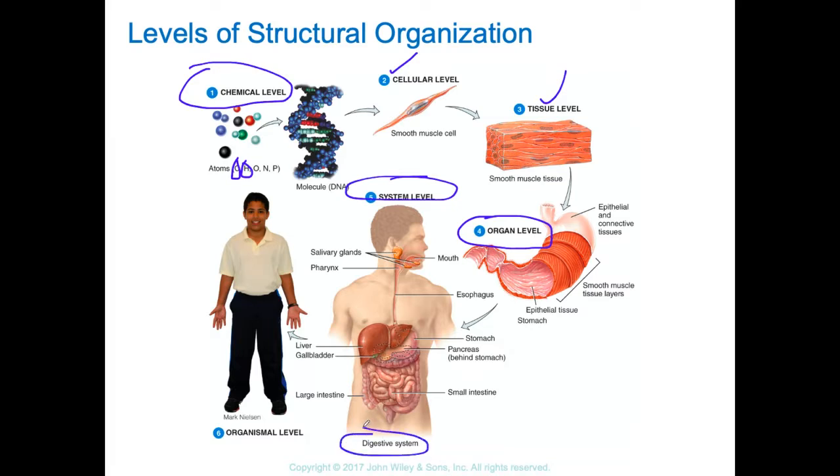But there's 11 systems, right? There's the immune system and the cardiovascular system and the musculoskeletal system and the reproductive system. There's a whole bunch of systems that we will talk about in a second. When all 11 systems come together, now you get the crowning creation of all, the organism.